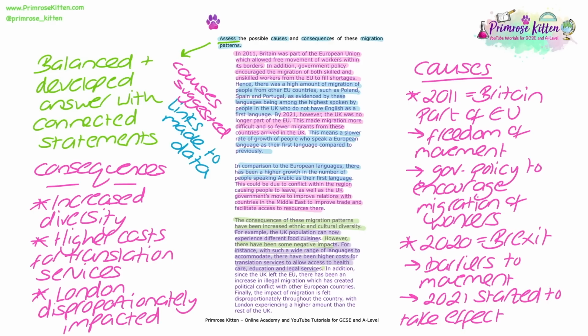In addition, since the UK left the EU, there has been an increase in illegal migration, which has created political conflict with other European countries. Finally, the impact of migration is felt disproportionately throughout the country, with London experiencing a higher amount than the rest of the UK. This part of the answer deals with the consequences of migration, a number of which are identified and then explained using examples.